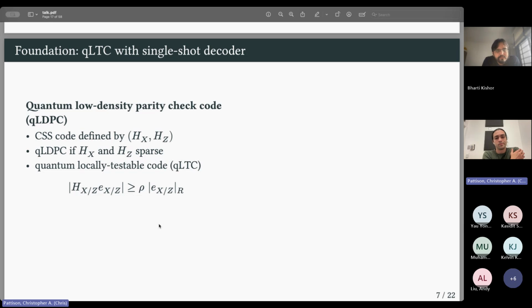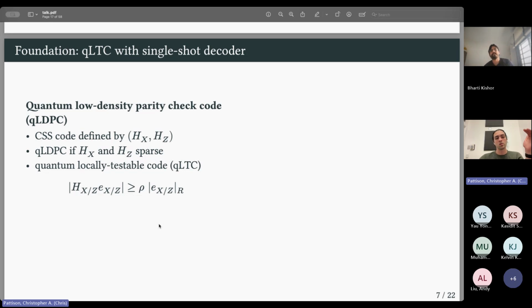So a QLDPC code is a CSS code defined by two check matrices, the X basis checks and the Z basis checks. We say that a code is a quantum low density parity check code if both these check matrices are sparse, so the number of non-zero entries in any row or column is of constant size. And that's going to give us some nice properties, which I'll elaborate on later.